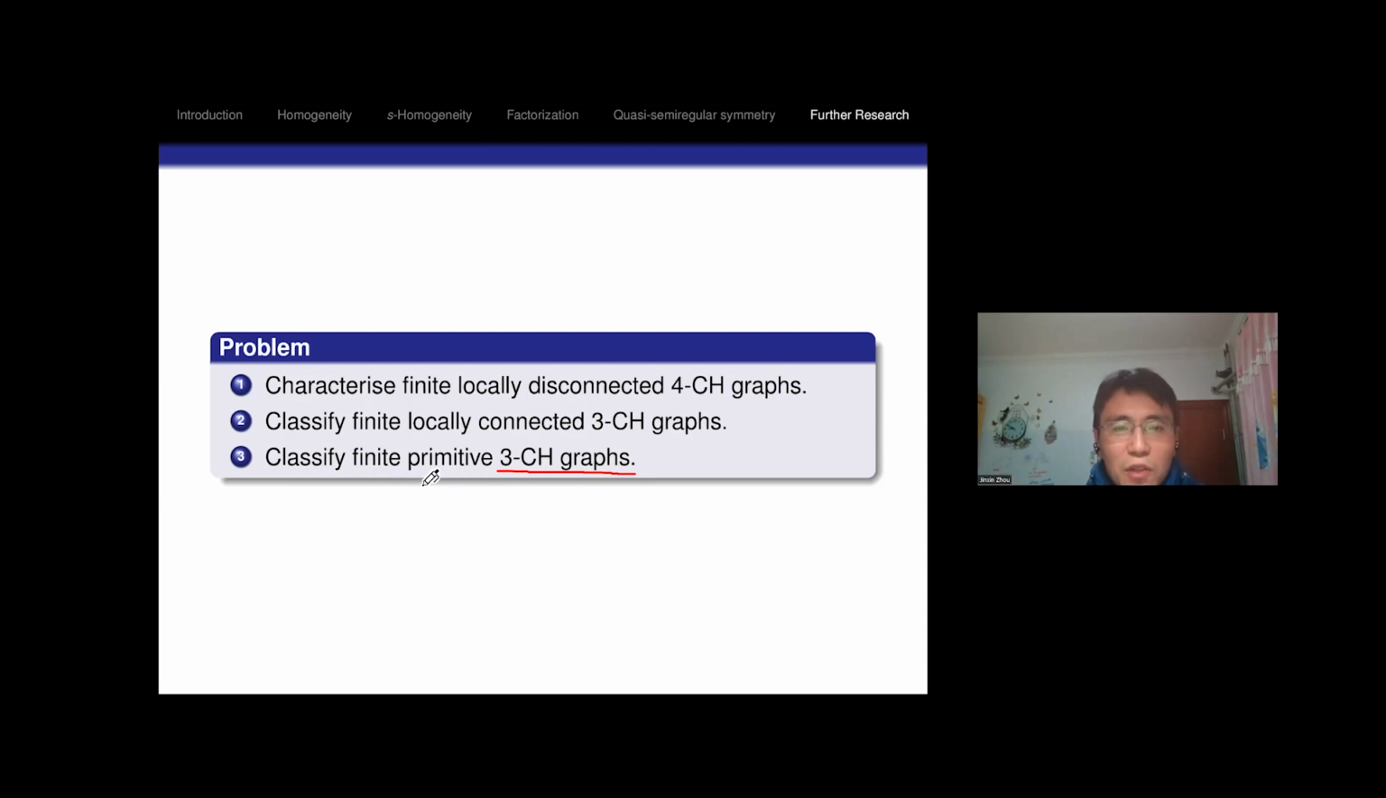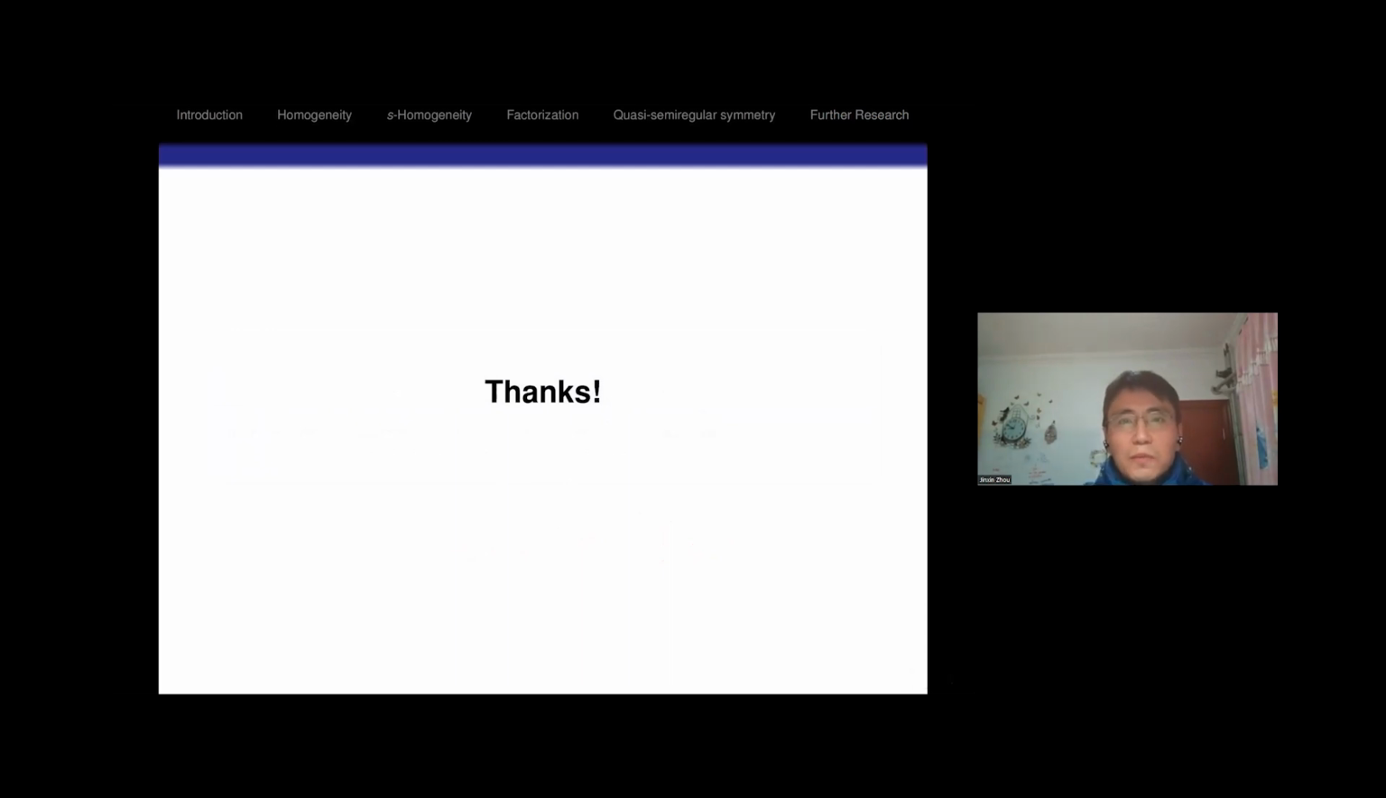Especially classify, for example, primitive orbital SCH graphs. Actually, for the two-arc-transitive case, they have obtained a classification of primitive orbital two-arc-transitive graphs. I think that's all I want to talk about. Thank you very much.